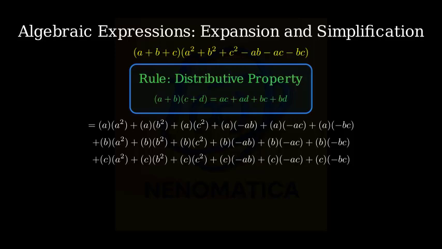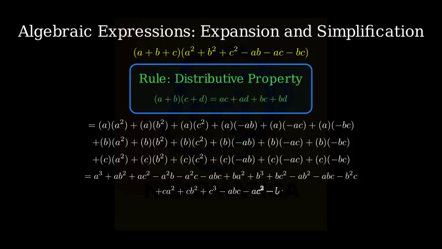Now, let's simplify this expansion by multiplying each pair of terms. This gives us a cubed plus ab squared plus ac squared minus a squared b minus a squared c minus abc plus ba squared plus b cubed plus bc squared minus ab squared minus abc minus b squared c plus ca squared plus cb squared plus c cubed minus abc minus ac squared minus bc squared.